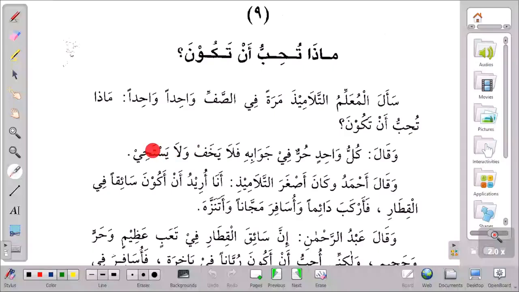Wala yastahyi, and so he shouldn't be shy. The verb here is istahya yastahyi, meaning istihyaa, shyness.